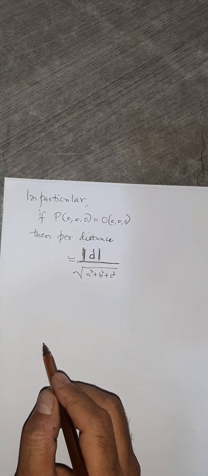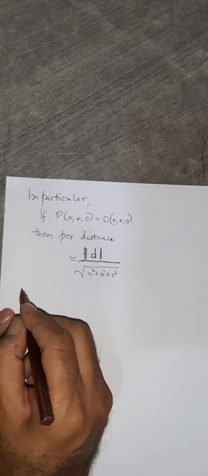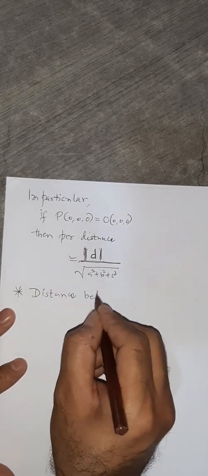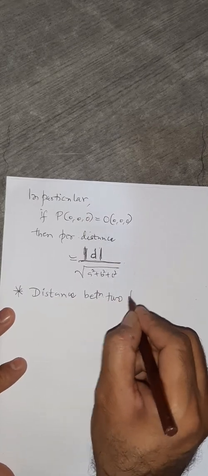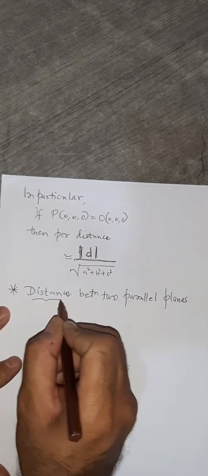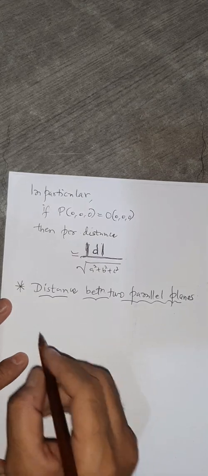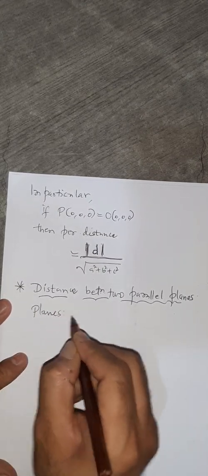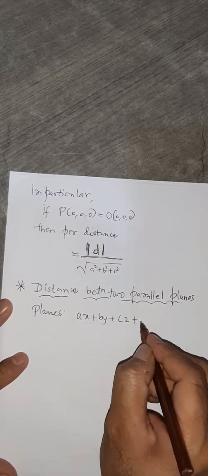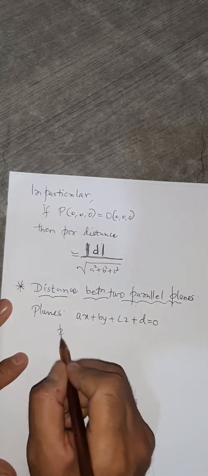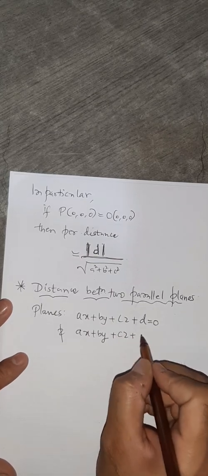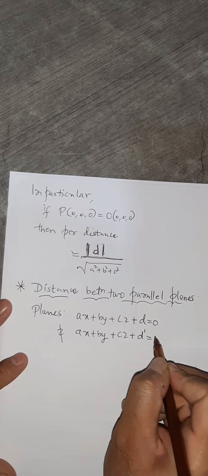Perpendicular distance between two parallel planes. So let's write that. The distance between two parallel planes. So we take two planes here. Let's write like this: ax plus by plus cz plus d equals to 0. And if two planes are parallel, then the coefficients are same, remember. So I need to take some other constant. Let me write d dash equals to 0.